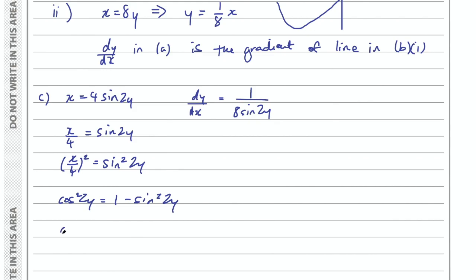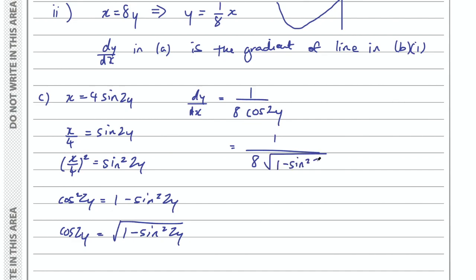And then cosine of 2y is equal to the square root of 1 take sine squared 2y. Connecting all these things together, oh, by the way, I've written this wrong. This was cosine 2y, wasn't it? So this was 1 on 8 cosine 2y. Apologies. So connecting all these things together then, we can say that 1 on 8 cosine 2y, plugging this in, this is going to be 1 over 8, the square root of 1 take sine squared 2y.